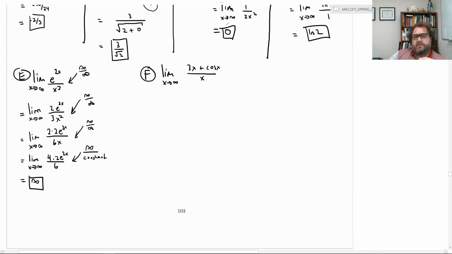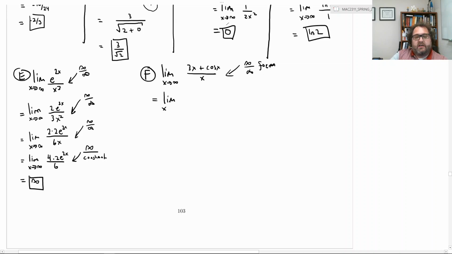Let's think about this. 3x plus cosine x is a weird function. It's a combination of cosine, so it's periodic, but it combines the linear part, so it's kind of like a linear function going crazy like that. So yes, the numerator is going to infinity. And x just looks like that, except it's supposed to pass through the origin. So it's going to infinity also. So this is infinity over infinity form. Okay, so we're good to apply L'Hopital's rule.